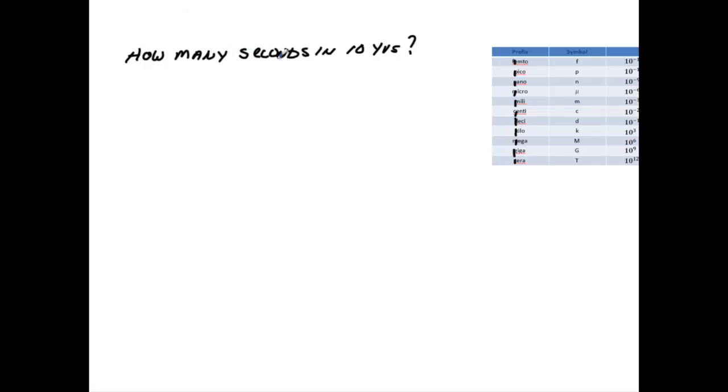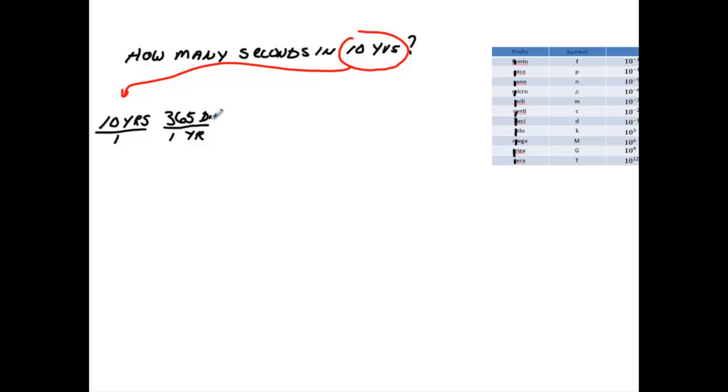In this problem I'm going to calculate how many seconds are in 10 years. The first thing you do is bring the 10 years down. Write it exactly the way it is. Years are in the numerator. You can put a 1 down here if you want to, you don't have to. Come down here, you put 1 year. There's 365 days in a year. Now if we cancel, years cancel out, and you'll be left with days.